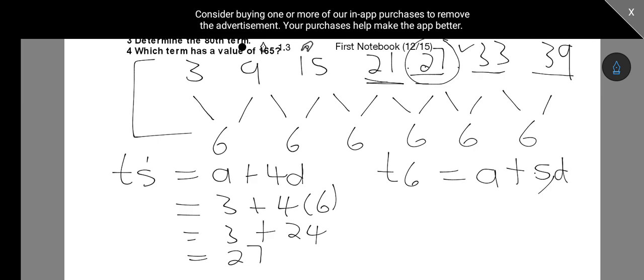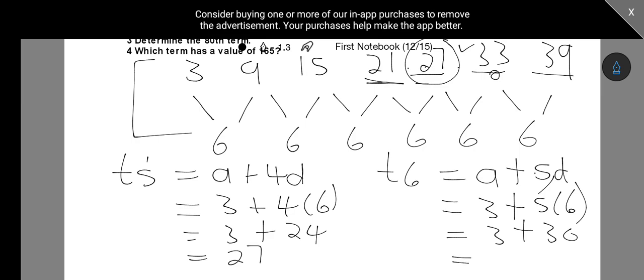Plus 5D. That is to look for 33 here. Then you're going to say that A is 3 plus 5 times 6. We know that 5 times 6 is 30. And then 30 plus 3, that gives us 33. Then that's term number 6.